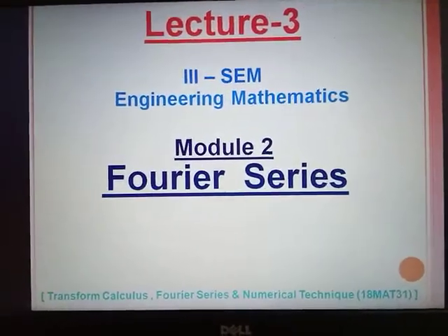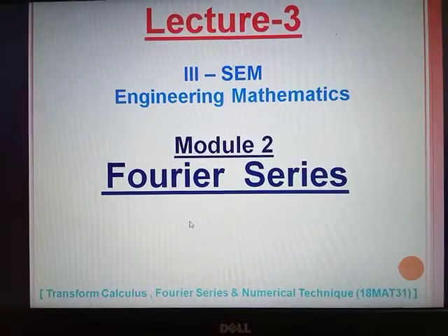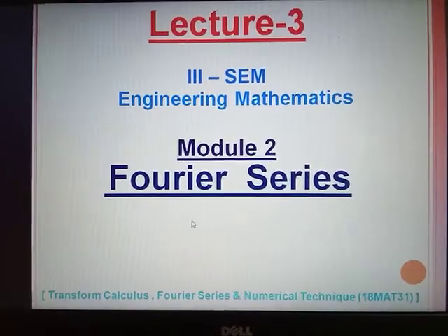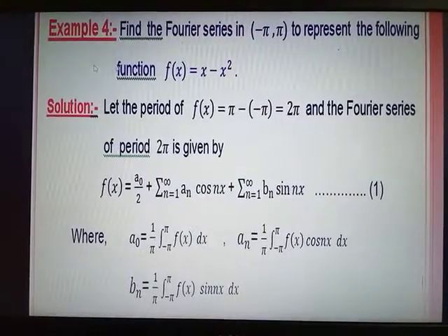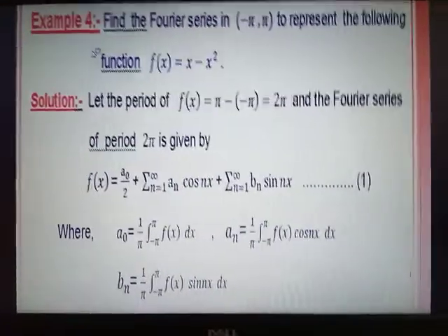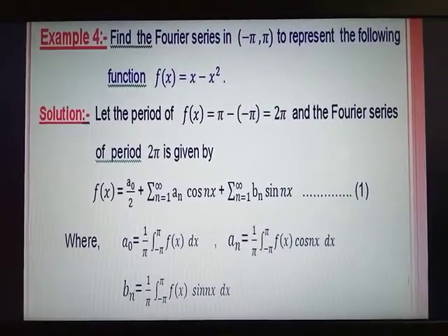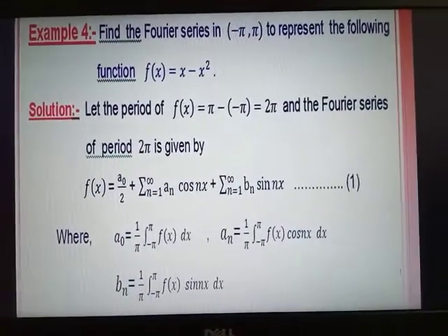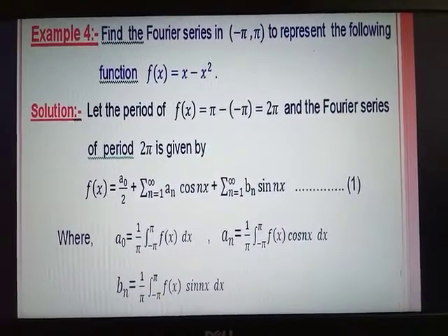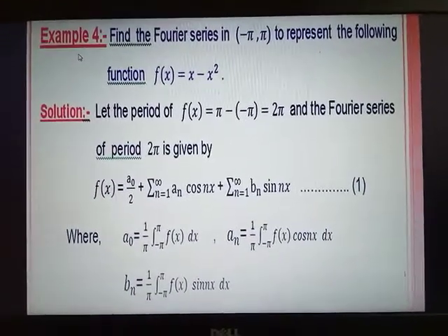Already I have explained 3 examples on Fourier series, means to obtain the Fourier series for the given function. In this lecture I will explain the 4th example. If you want the explanation of first example, go through the first lecture, and for second and third example, go through the second lecture. And today we will discuss the 4th example.